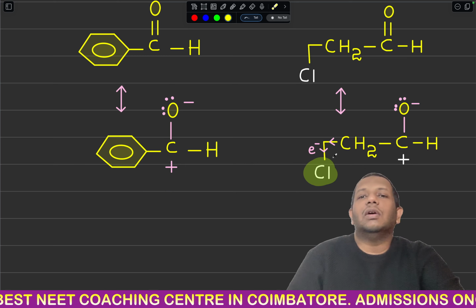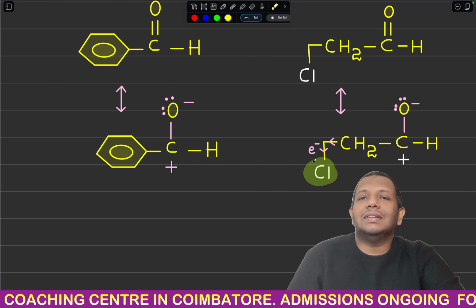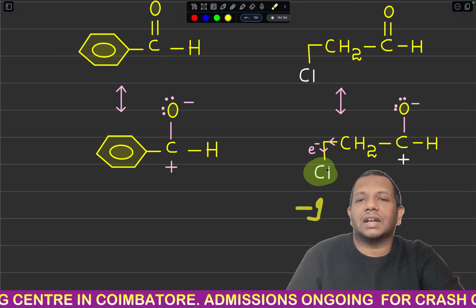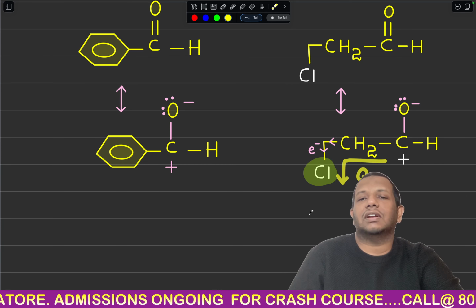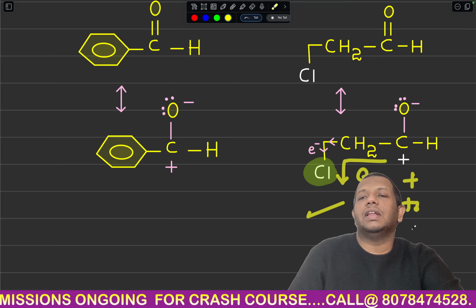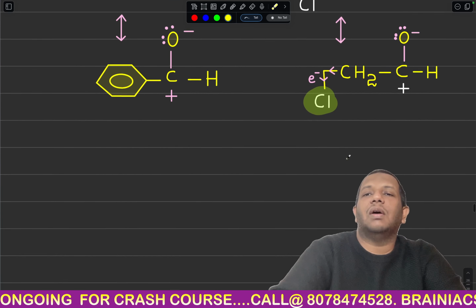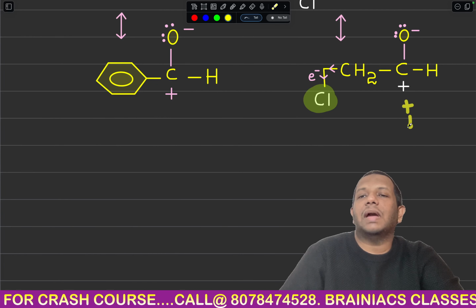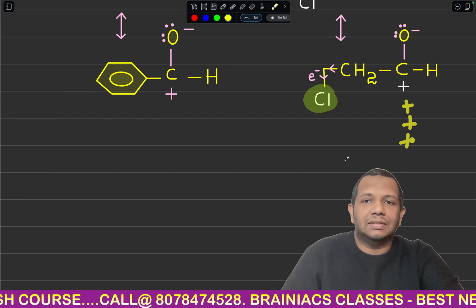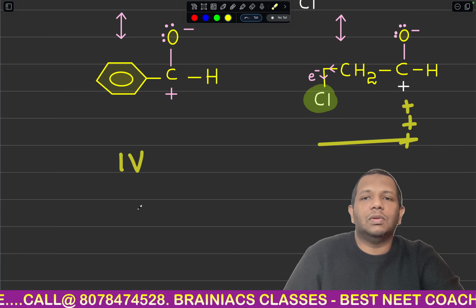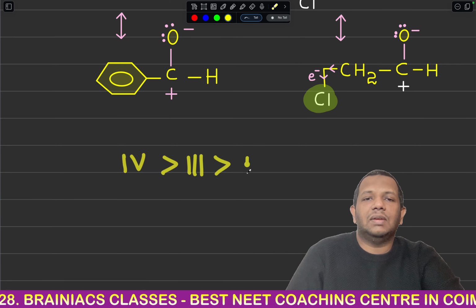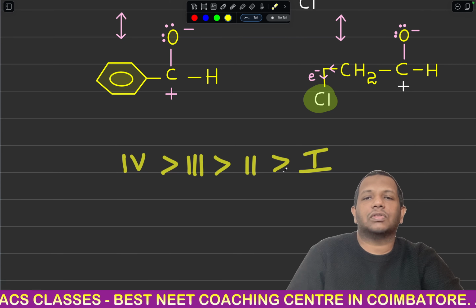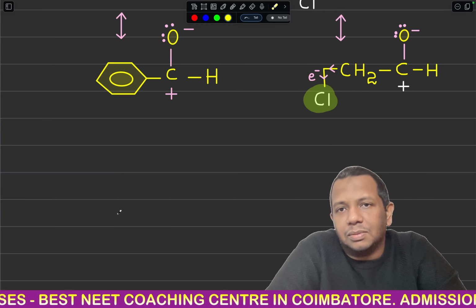Now coming to the last option, you can easily see there is a minus I group connected, chlorine. So it will pull the electron in this direction. So positive charge keeps on increasing here. That means this one will have the highest magnitude of positive charge. So I can easily say the most reactivity would be given by whom? Fourth one, then we have third one, then second one, then first one. This would be my order of reactivity.